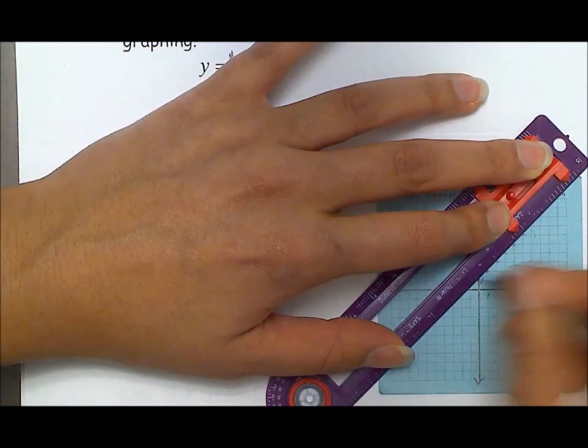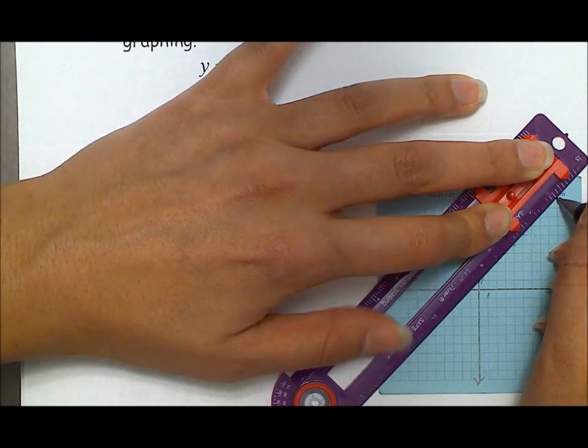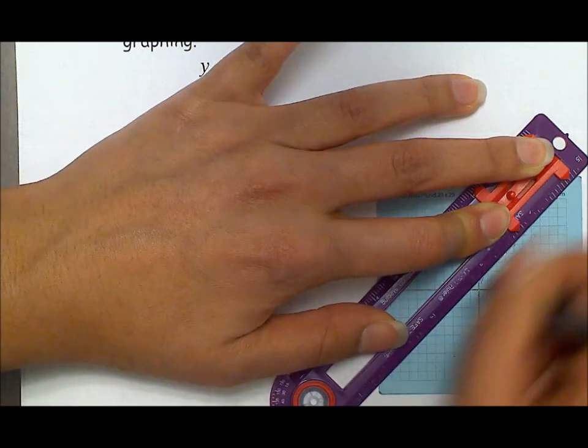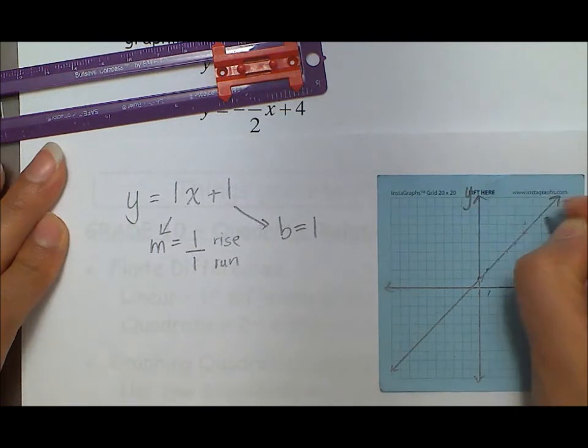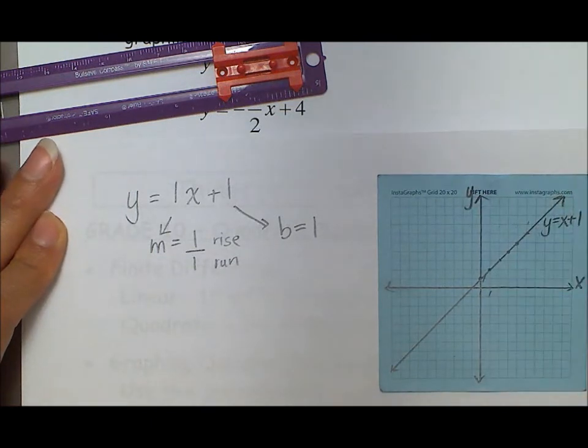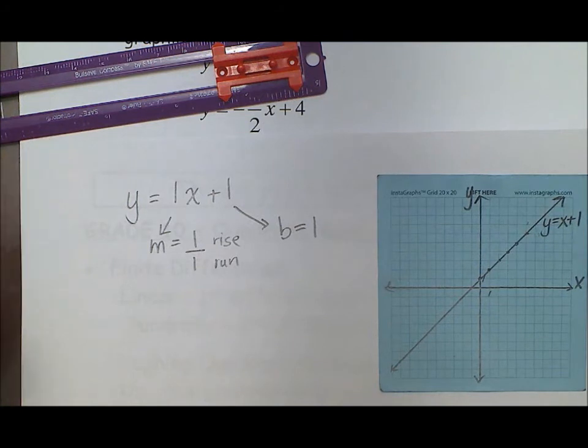Remember that your line needs to be very accurate, since you will be looking for a point of intersection between two lines. Okay, also remember to label your line, so that's y equals x plus 1, so that we know which line represents which equation that was given.